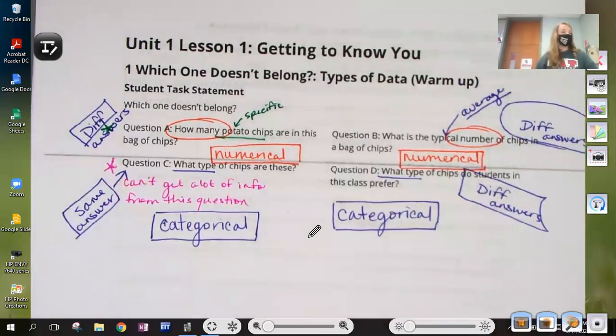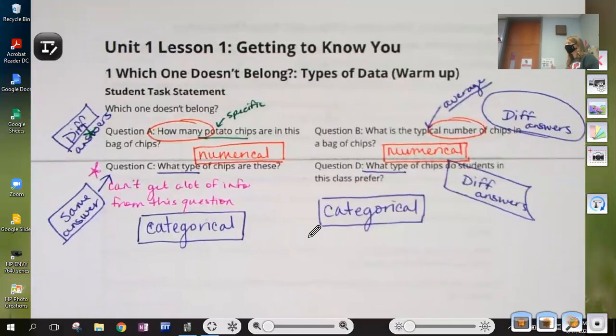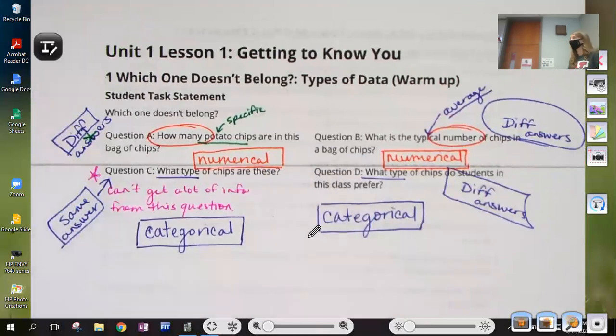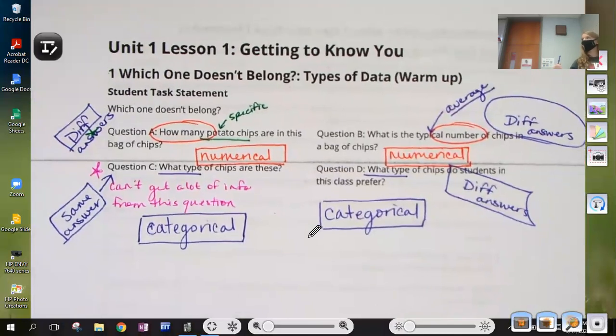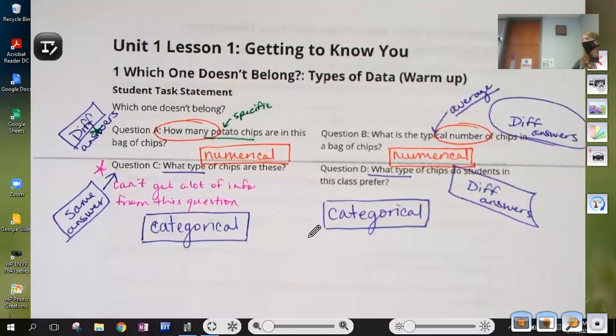Going back to our goal, a statistical question is a question that you can ask to large groups of people, and it's going to bring in a lot of different answers. So A, B, and D, I would consider each one of those a statistical question, so that you can gather all that data to make graphs and to analyze and make interpretations. Whereas a non-statistical question is one that is not going to get you very far. What types of chips are these? That's not going to give you a lot of different data.